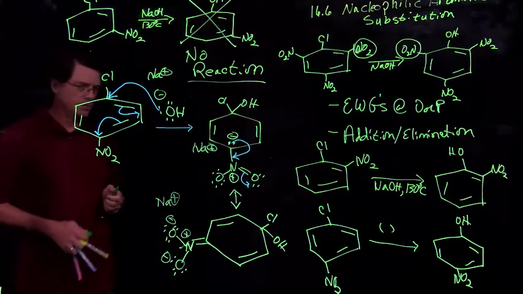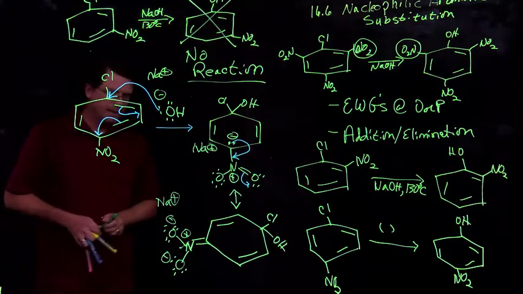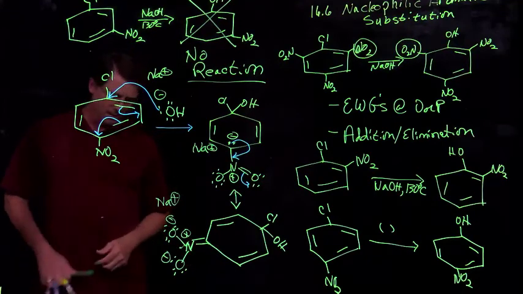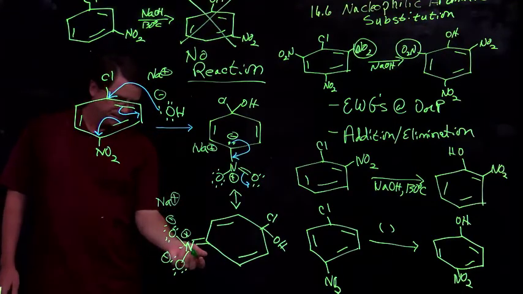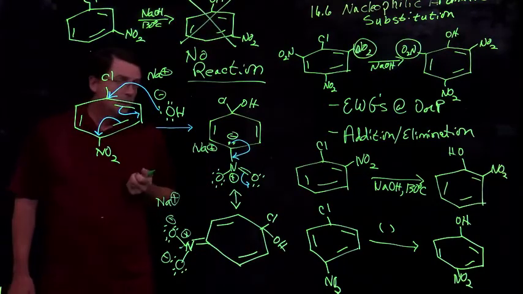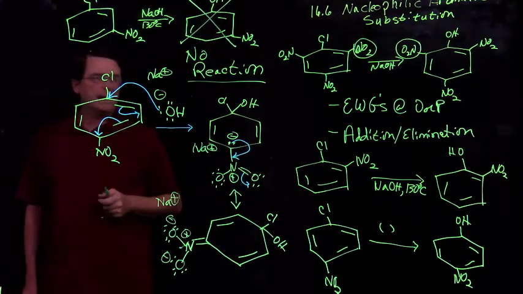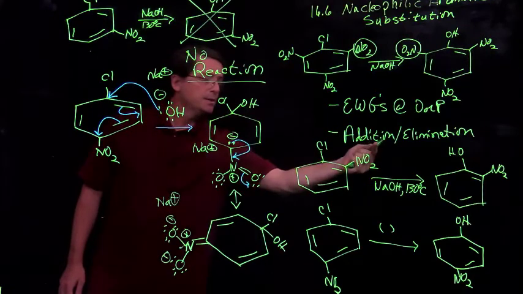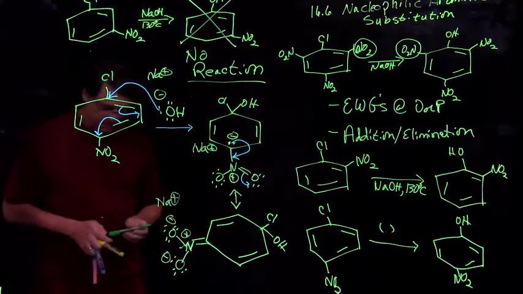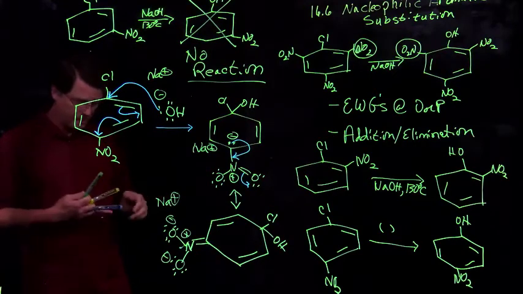So there's the full resonance form, and you can see how that anion is especially stabilized because of the presence of the nitro group in resonance out to this position. Okay, so this was the nucleophile attacking. That's the addition part of the mechanism. And now the elimination, and I'm going to push a bunch of arrows here.